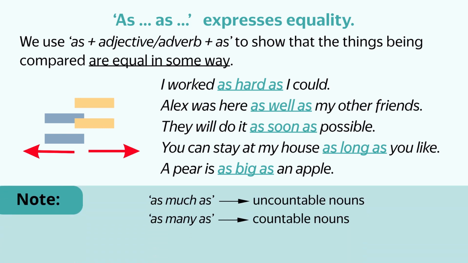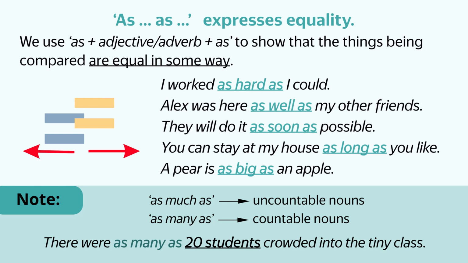Note: we use "as much as" with uncountable nouns, and "as many as" with countable nouns. For example, Tom earns as much money as Nick. There were as many as 20 students crowded into the tiny class.